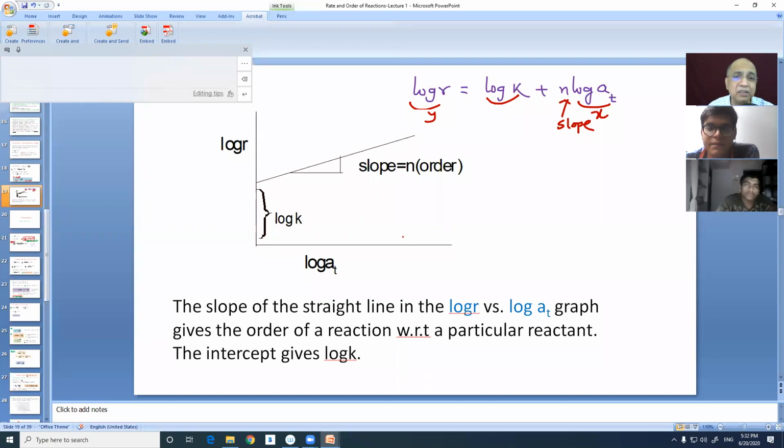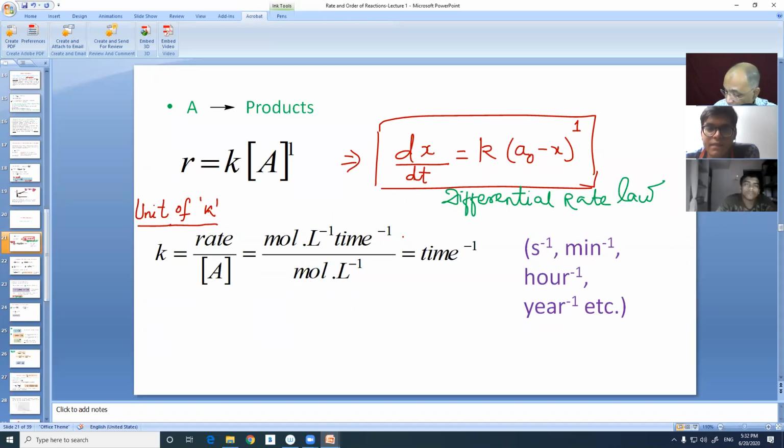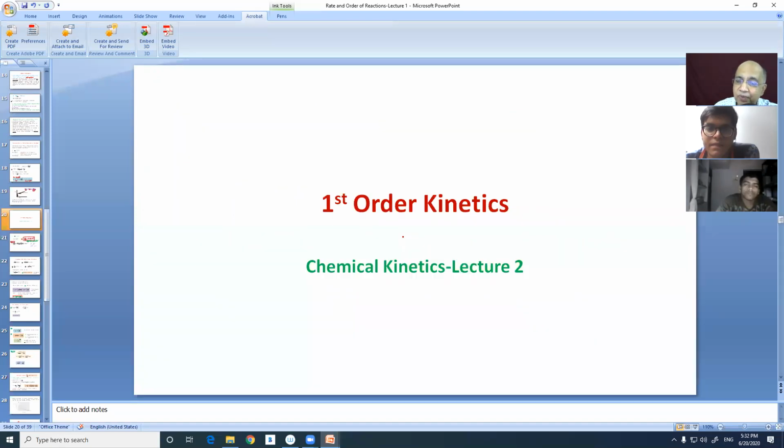There are other methods also. We shall be taking up other methods to find the order of reaction. This is one of the methods. Now the second lecture, you just listen to me. This is first order kinetics. Today, I thought to complete first order kinetics, maybe if it is not possible, I can explain this to some extent, and tomorrow we will have the remaining part and we shall write.